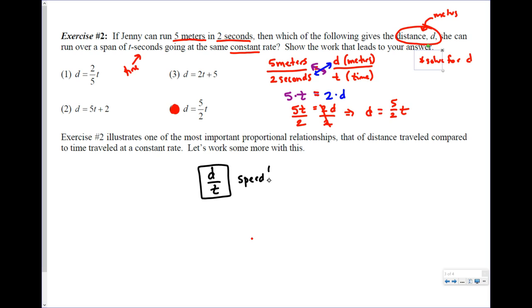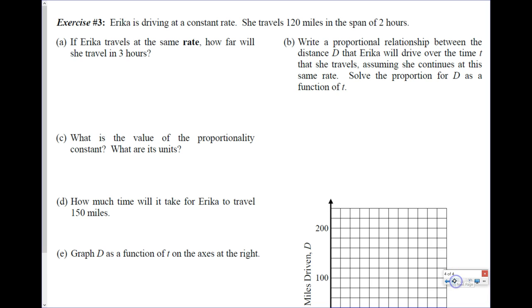So if she's running, she's going a certain speed, 5 meters in 2 seconds. Now, you're used to hearing things like 60 miles an hour and 100 miles an hour, but we've got to realize that really, if we're talking about miles per hour, that's just a distance, miles, over a time, hour. It's talking about speed. So let's look at one more problem that deals with this idea of proportion and speed.